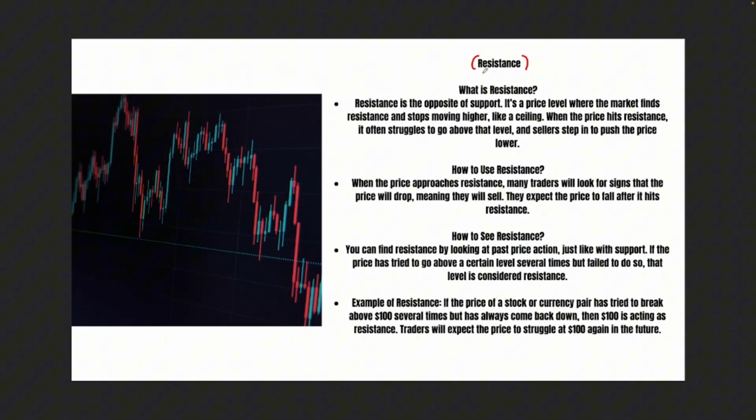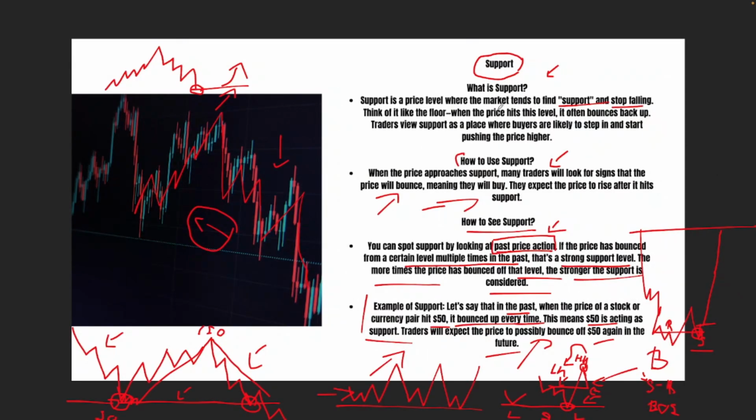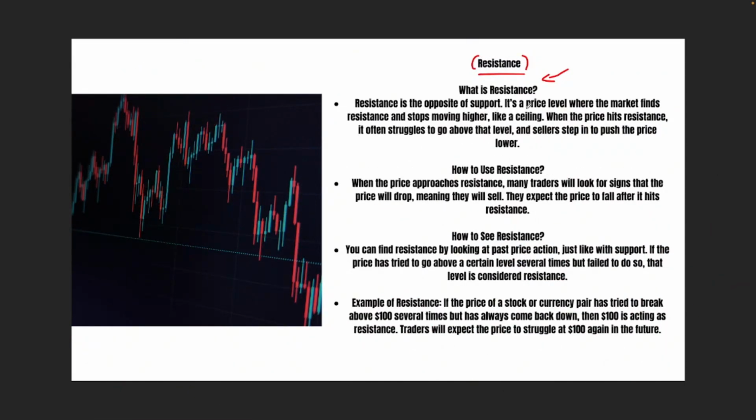All right, so now going into resistance. So what exactly is resistance? First of all, resistance obviously is the opposite of support. It is a price level where the market finds resistance and stops moving higher. So think about it like a ceiling. Whenever price hits a resistance, it often struggles to go above that level, and pretty much sellers are now stepping into the markets, right?